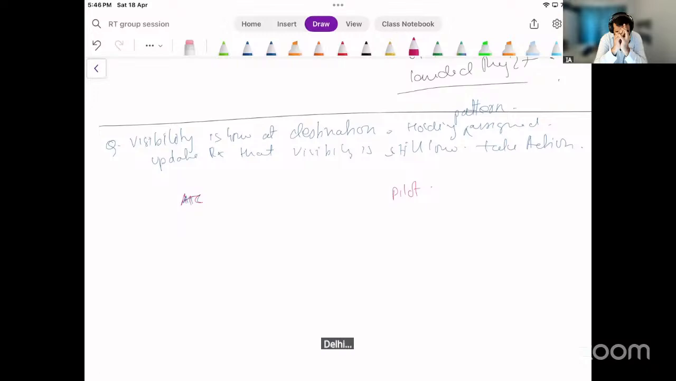Delhi Control, Victor Tango Alpha Bravo Hotel. We are on holding pattern. Due to low visibility, we abort landing in the aerodrome. We would like to divert to nearest aerodrome.